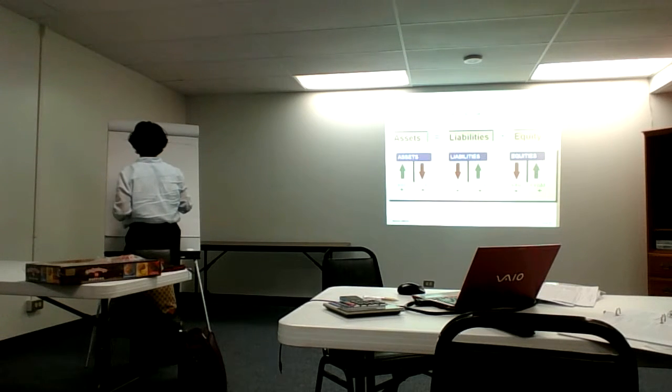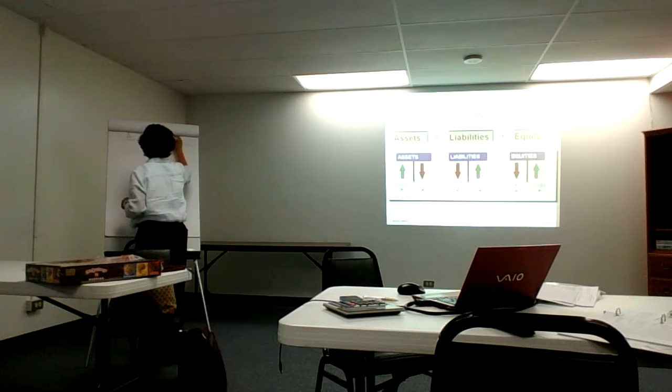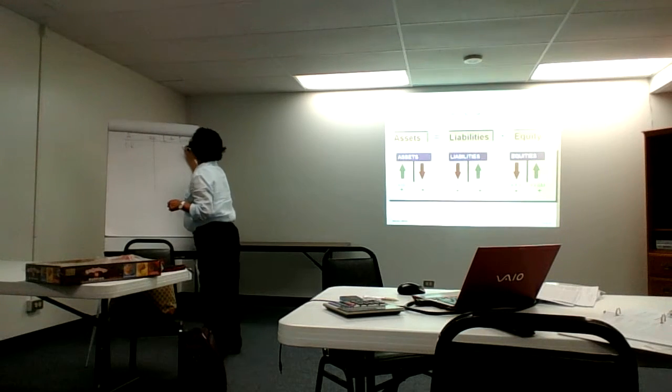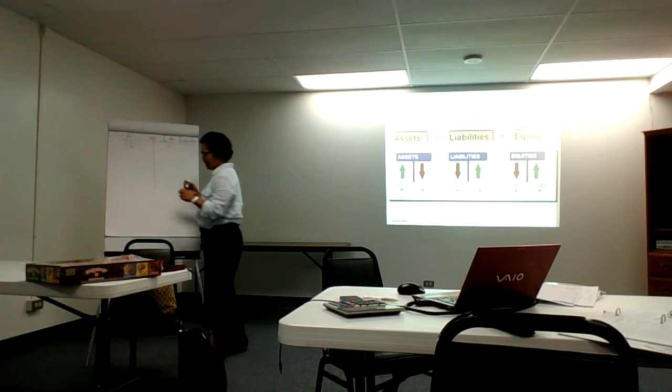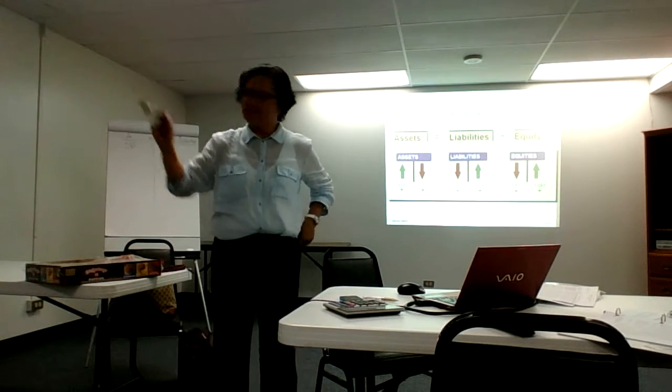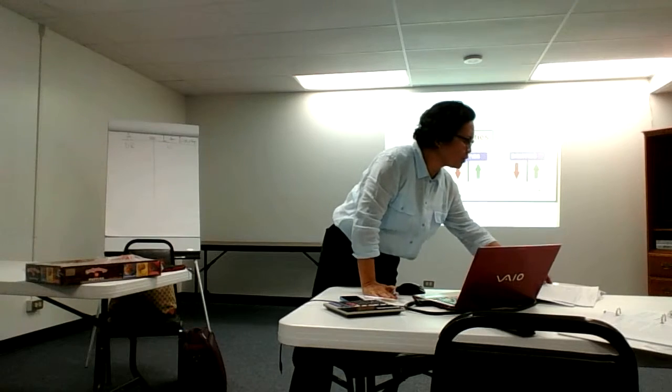I'm sorry, wrong. See, if I increase this, debit, and the increase here is credit. DR means debit, okay? So, if I say the transaction on October 1st, what is the transaction on October 1st?